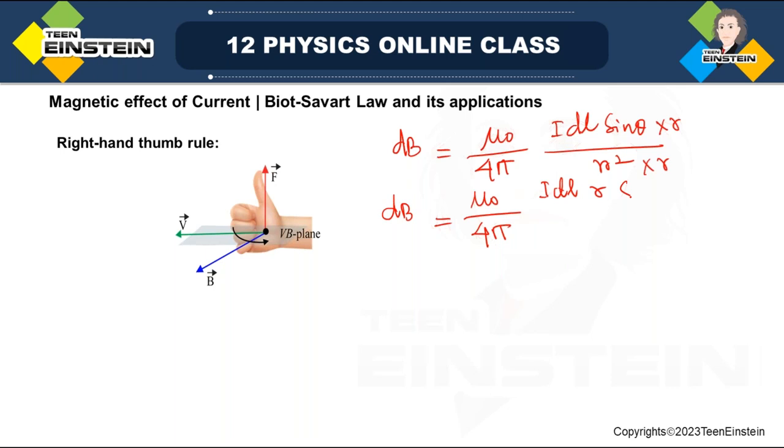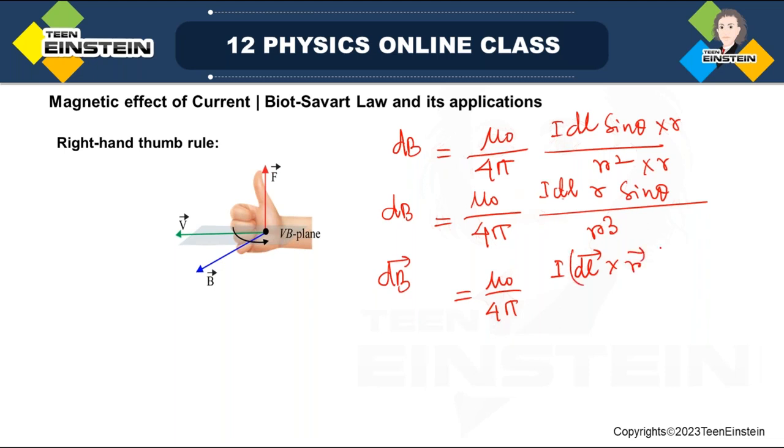And R I'll keep here, R sine theta divided by R cube. See, this I dl R sine theta, if I want to write in terms of vector, then I can write like this: mu 0 by 4 pi, I dl R sine theta, I can write I dl cross R. So I dl sine theta is over. Okay, in fact I should give this I dl together, I dl cross R by R cube. This is the vector form of Biot-Savart law.